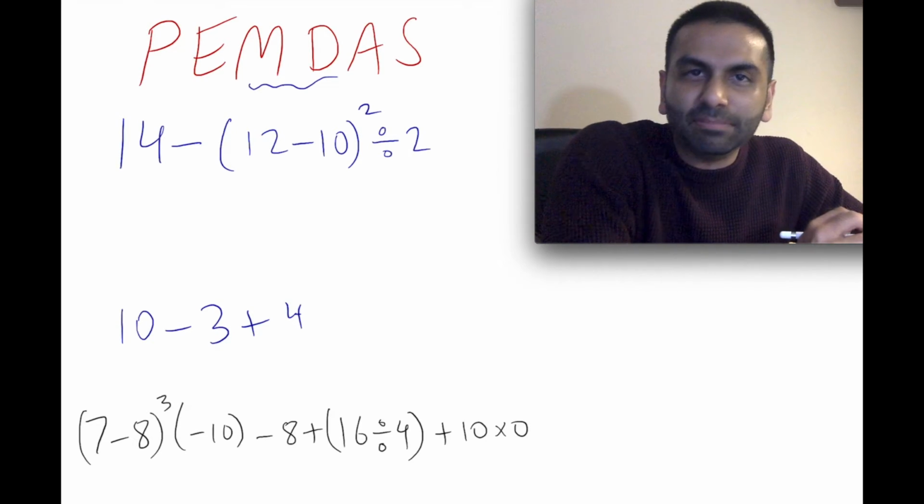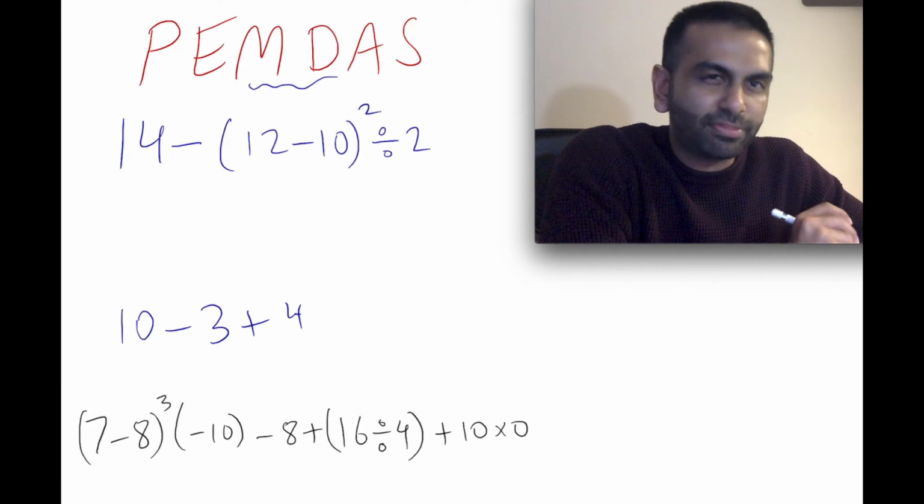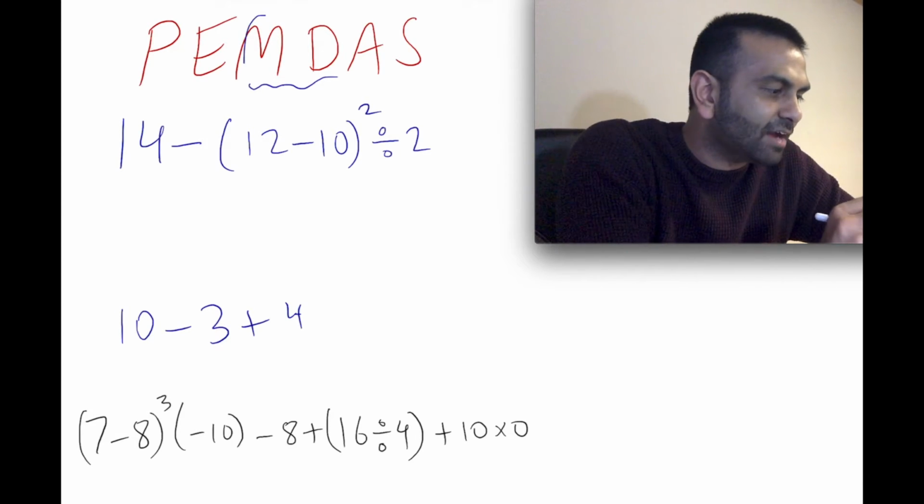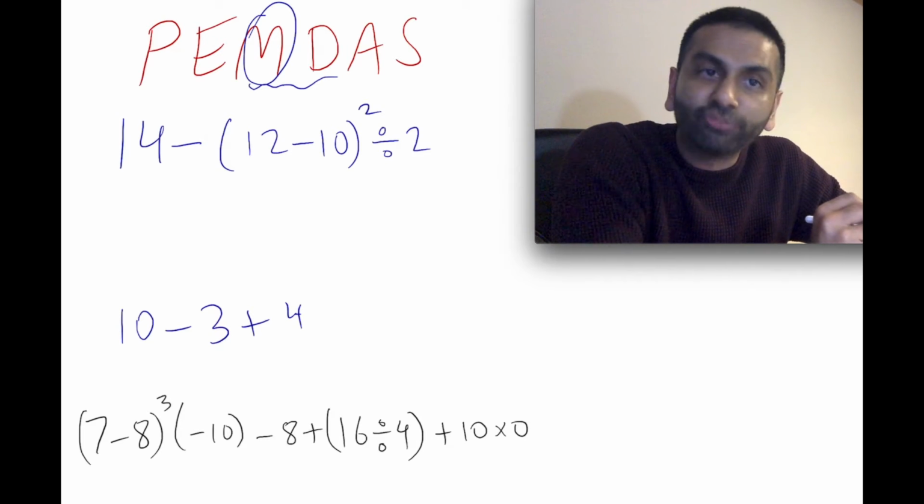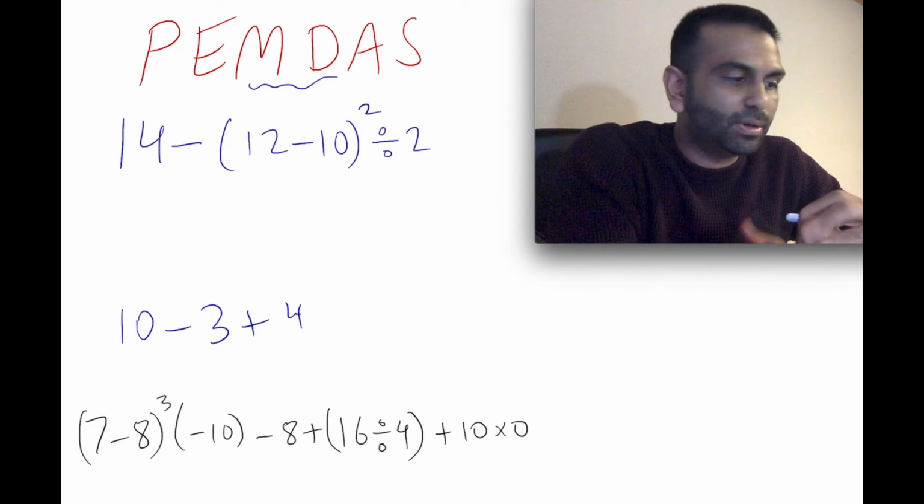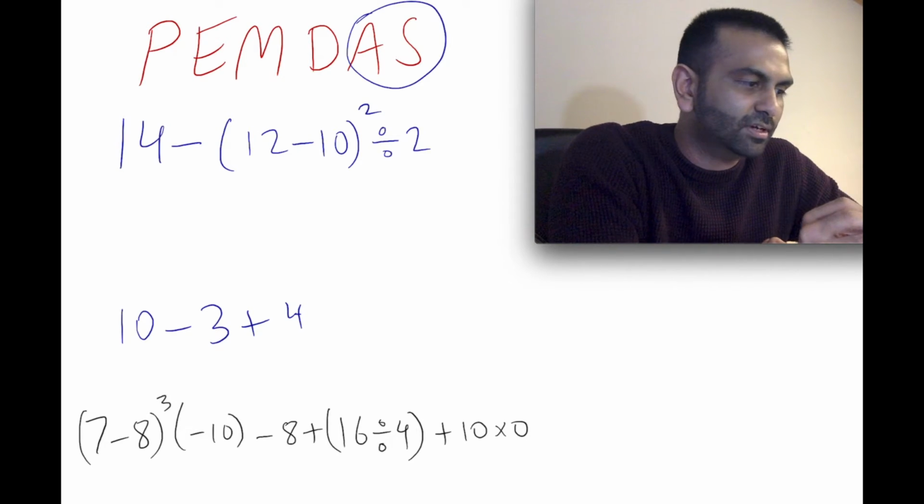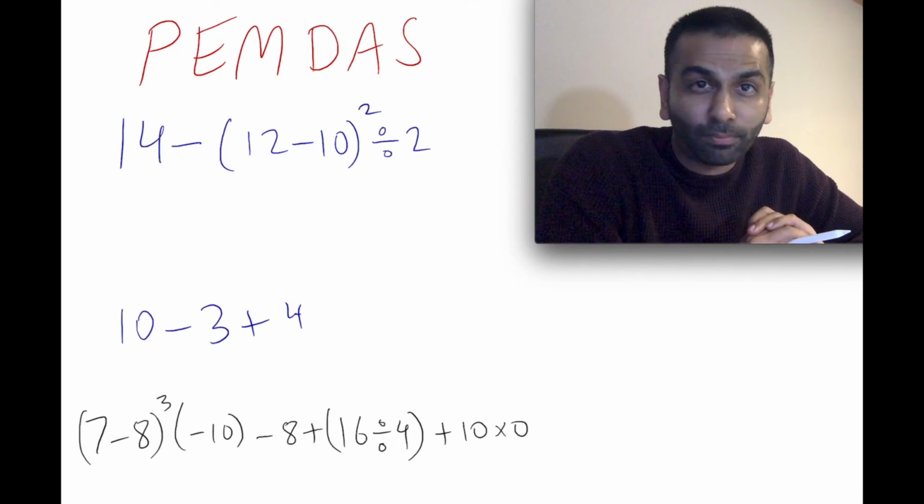The M and the D, multiplication and division, they both actually go together, even though it's a misconception that you always have to do multiplication before division. You actually do them together, whichever comes first. Same with addition and subtraction. So let's first just apply this to a problem.